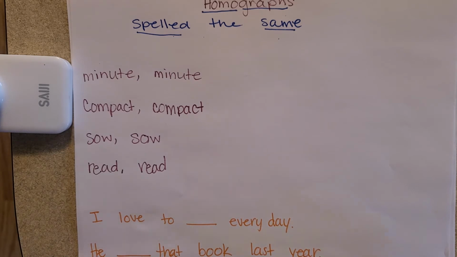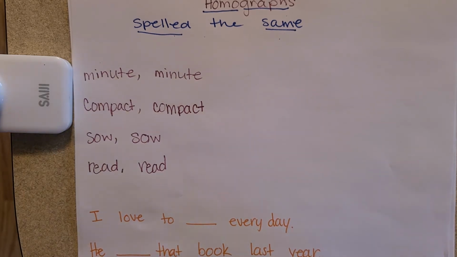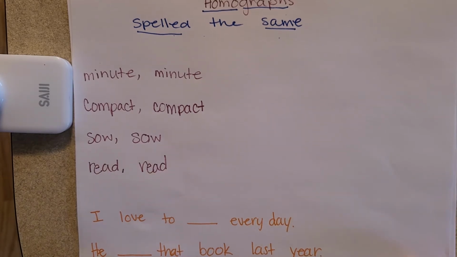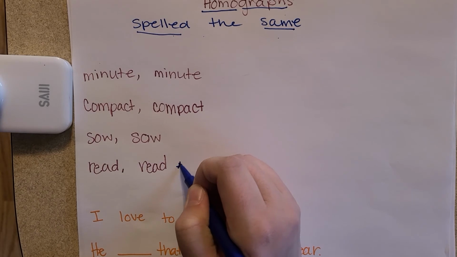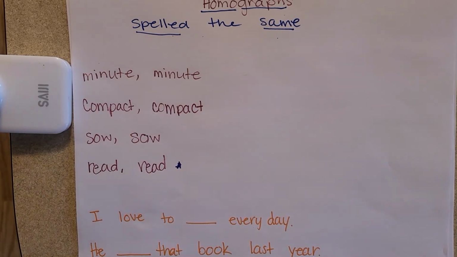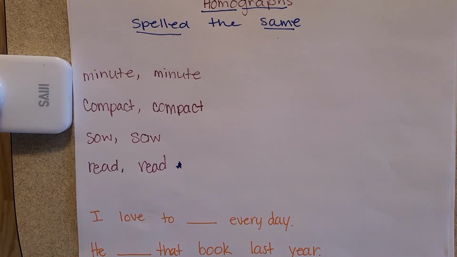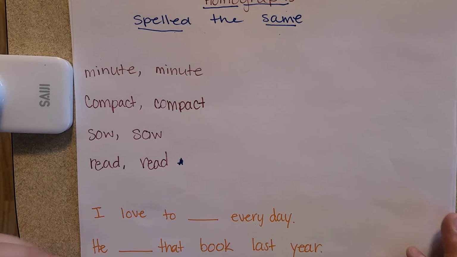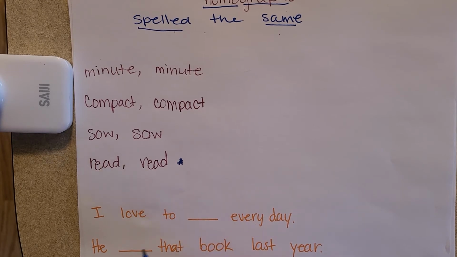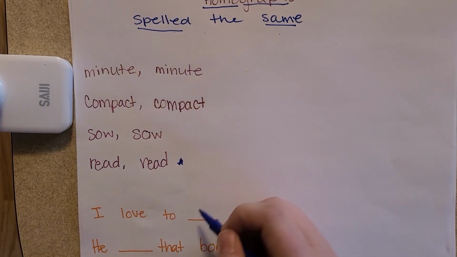So here I have, I love to blank every day, and he blanked that book last year. Well, that tells me that of my list of words, I'm probably going to be looking at these ones. Now they are spelled the same, but I really need to think about what the meaning is, or in this case, maybe the tense of the sentence, to know that I'm putting the correct one there. So I love to read every day, or I love to read every day. Well, it makes more sense to have read.